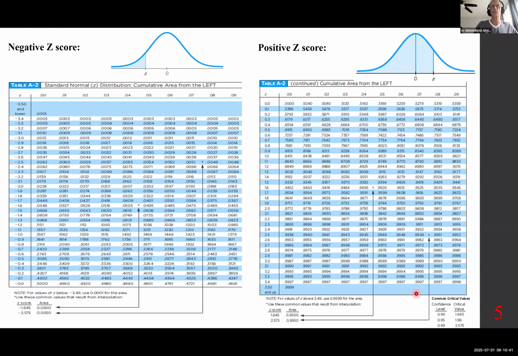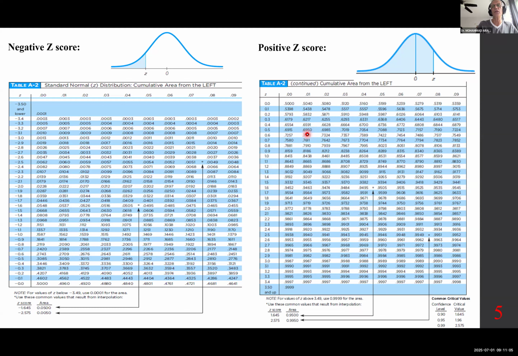So this is just being able to read the table one more time. The z-score is the left number, and the top row will be the second decimal. For example, this number is 1.40, but this one is 1.41, the z-score of 1.41.